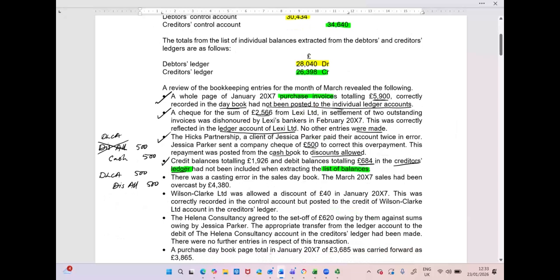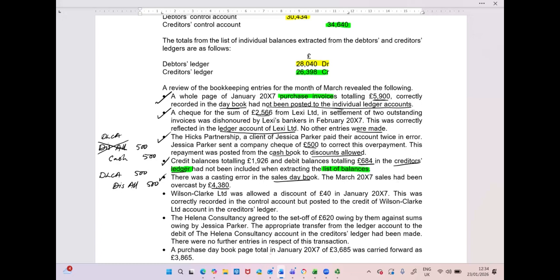Next transaction is there was a casting error in the sales day book. The March 2007 sales had been overcasted. Overcasted means, I have explained that in my previous video, we have added too much. When we were adding two figures, we wrote a wrong amount. Instead of writing 2 plus 2 is 4, we wrote 2 plus 2 is 14. Right, so this is overcasted.